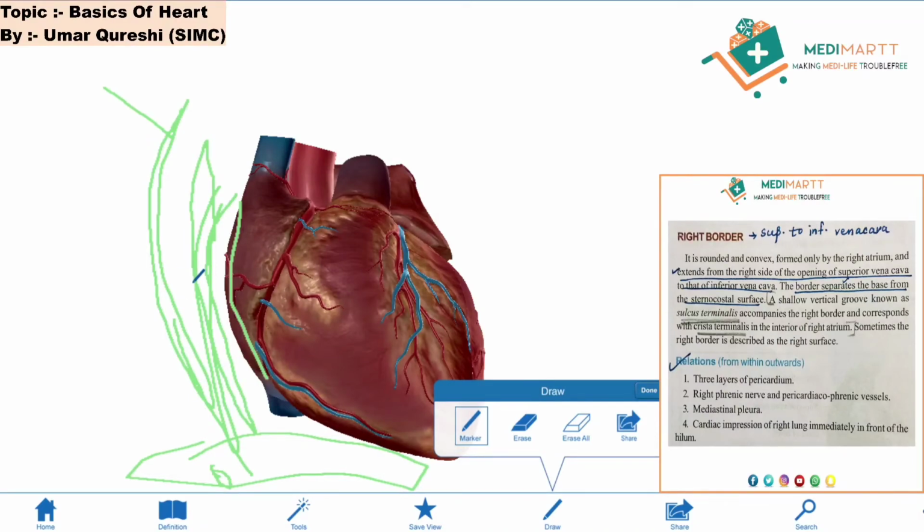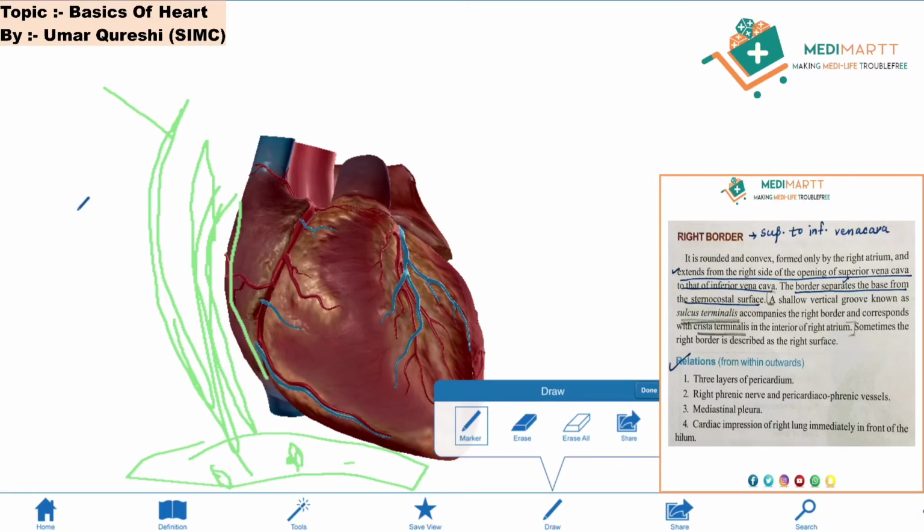And pericardiophrenic vessels. Some vessels will supply this diaphragm, because phrenic is written, and cardio means the heart. So it is related to the heart and the diaphragm, that's why it is called the pericardiophrenic vessels. Right now you don't have to understand these things, we will explain all of this in our later videos, inshallah.